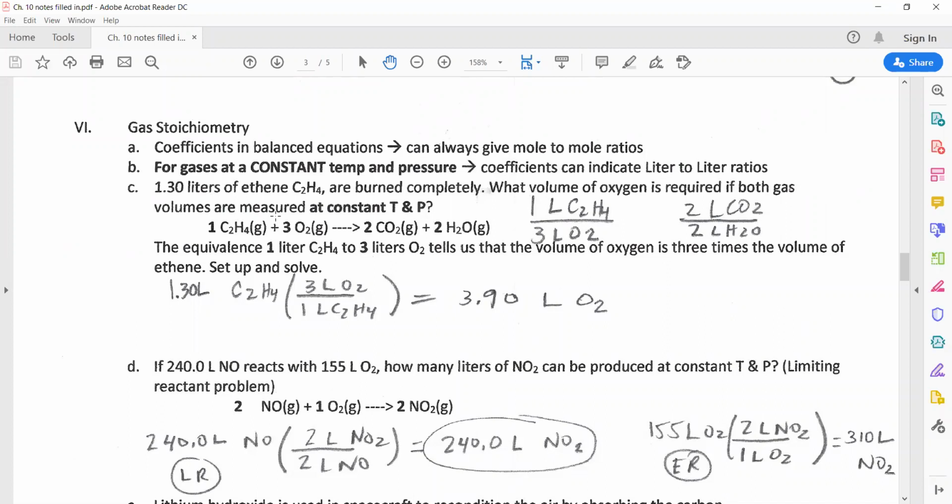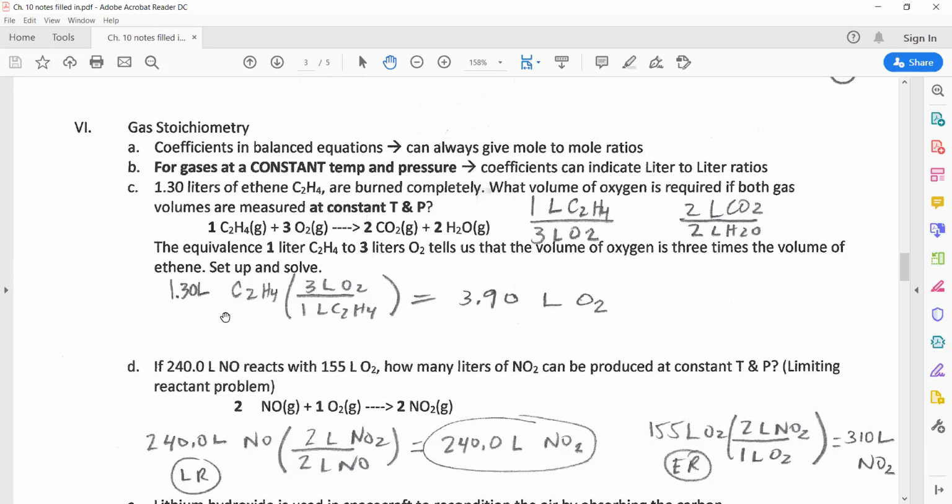But here's the extra thing: if you are working with gases, this only applies to gases, and it only applies if you're at constant temperature and pressure, then these coefficients can also be very helpful conversions from liter to liter. So these can be mole-to-mole. They can also be liter to liter. So for example, this problem says 1.30 liters of ethene, C2H4, are burned completely. What volume of oxygen is required as long as there's constant T and P?